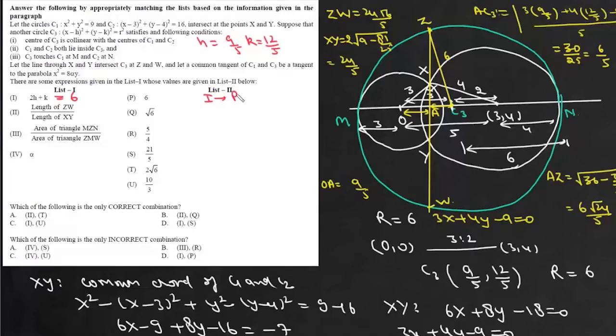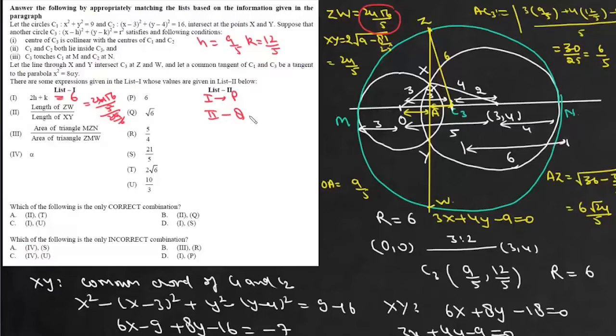Now second one is length of ZW upon length of XY. Now length of ZW is 24 root 6 by 5, and length of XY is 24 by 5. So this is equal to root 6. So that means this second, it matches with Q.